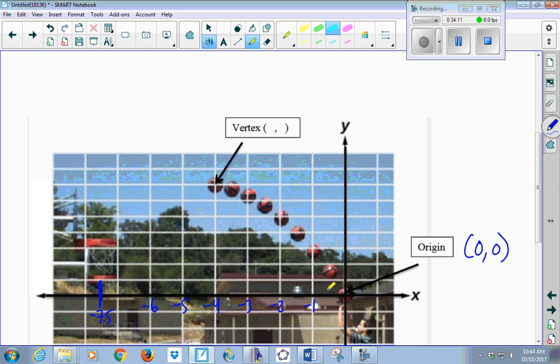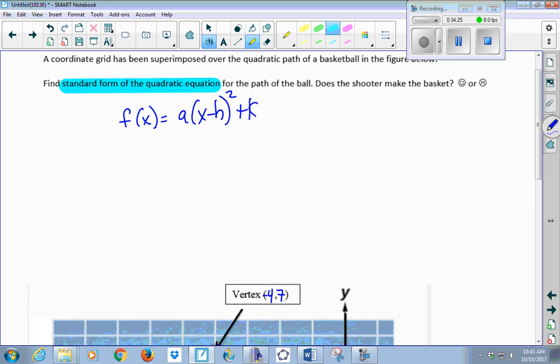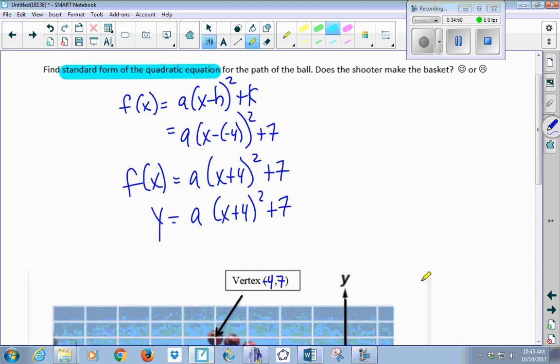So let's see, we can look at the photo of the basketball and determine the vertex. We're going 1, 2, 3, 4 to the left, and we're going 1, 2, 3, 4, 5, 6, 7 up. So our vertex is -4, 7. Let's throw that into our standard form: a times x take away a -4, quantity squared, plus 7. So that gives me f of x equals a times x plus 4, quantity squared, plus 7. Now I'm going to call this y equals a times x plus 4, quantity squared plus 7. So you can see how we proceed from here.